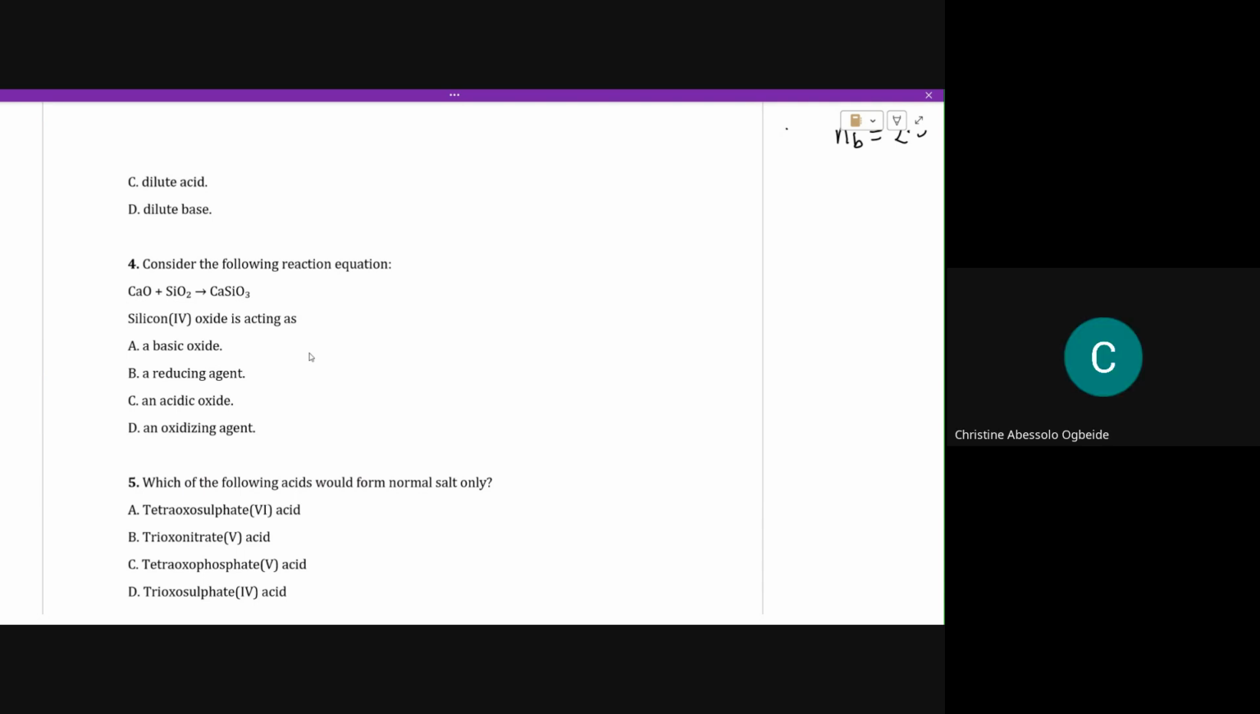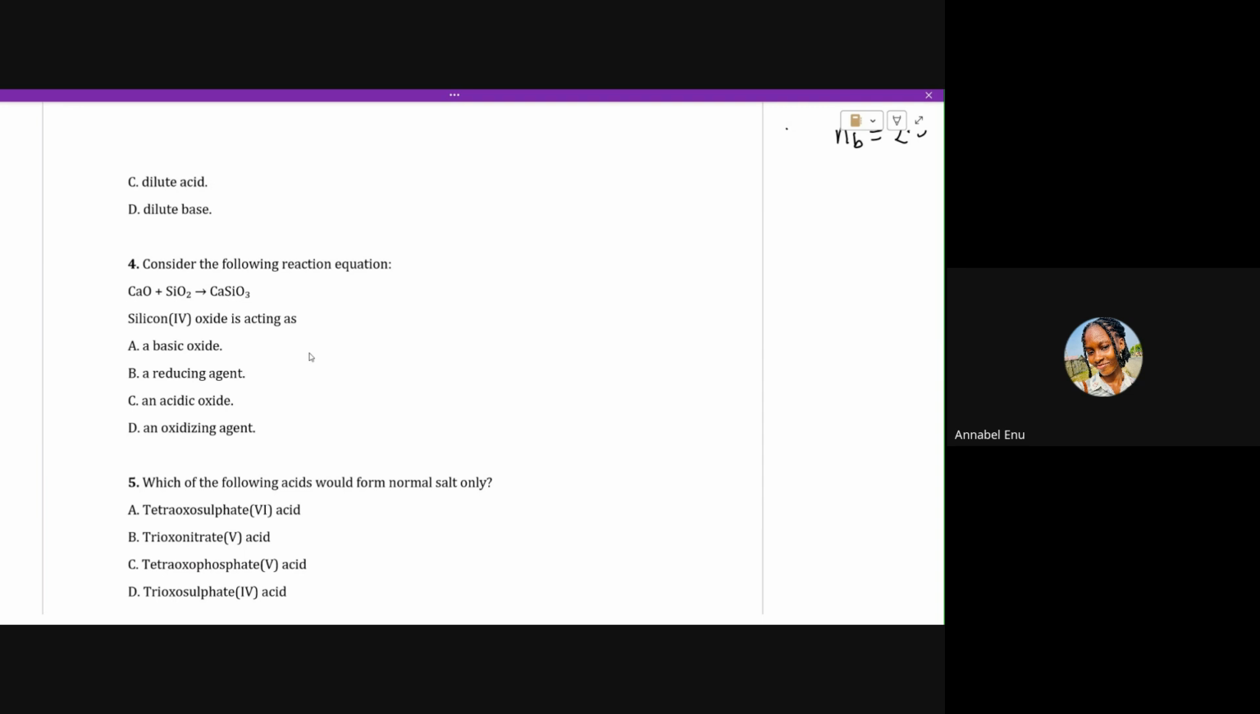An acidic oxide. Good. Why is it an acidic oxide? It's reacting with a base. Okay. And how do you know that it's a base? So when I was asking why is it an acidic oxide, I meant to ask how do you know it's an acidic oxide? Like when you see silicon oxide, how do you know?